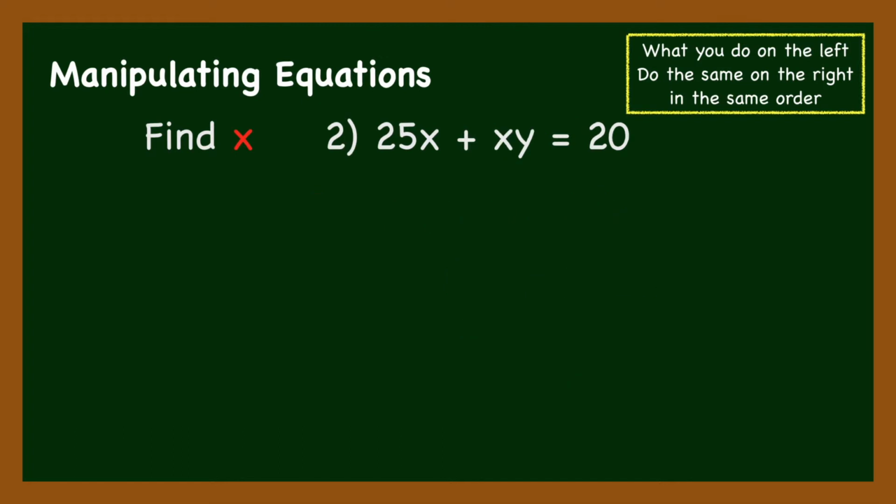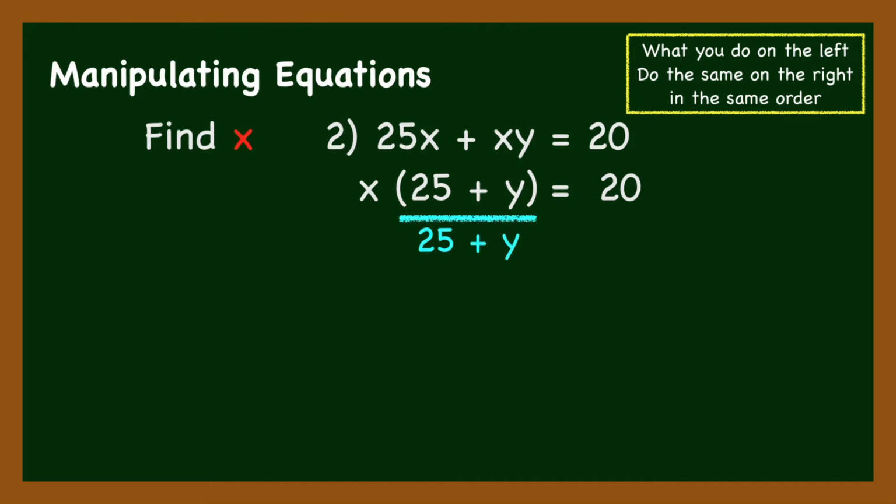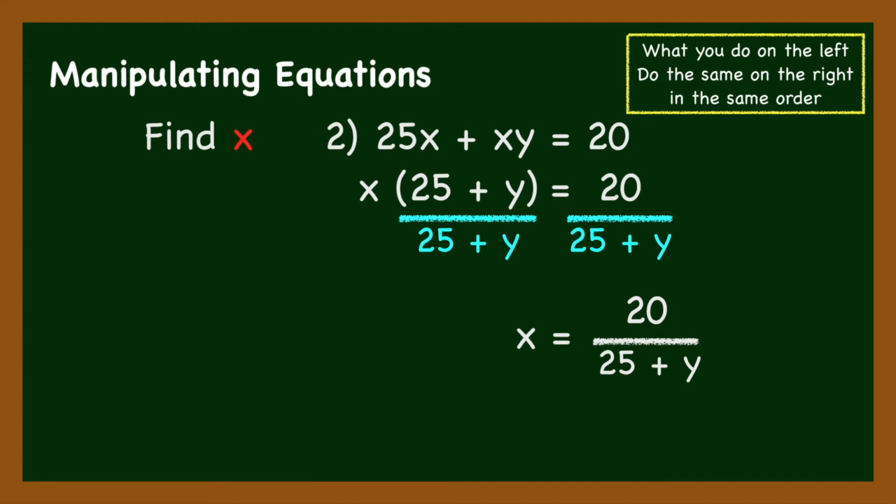Second question. 25x plus xy equals 20. Now here's a trick that I will do. I will factor out x and multiply it by (25 plus y), which is equal to 20. Now how do I get x on my left-hand side? Well, I just need to divide it by (25 plus y) and do the same for the right-hand side. That will leave me with this answer. x equals 20 over (25 plus y).